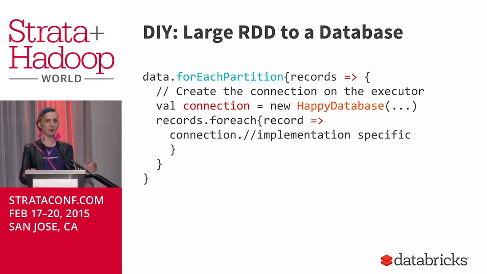If there is a Happy database, my apologies, this constructor is not valid. But we're going to create our connection, and we're going to be able to reuse that connection for all of our records. And then we can either write the records out individually, or if our database has some sort of batch update thing, you should go ahead and do that instead, right? There's no point in generating extra network traffic that you don't have to.